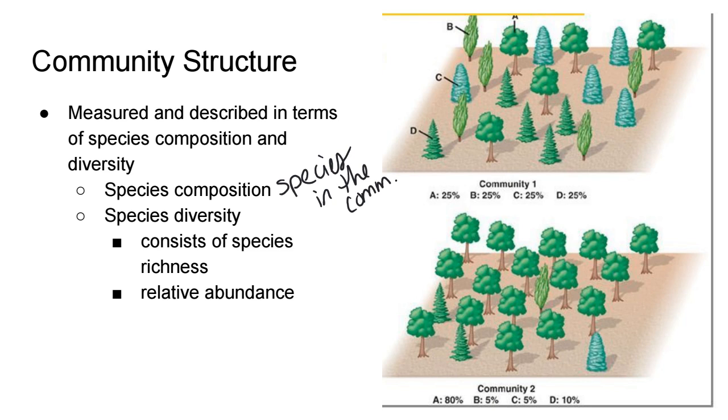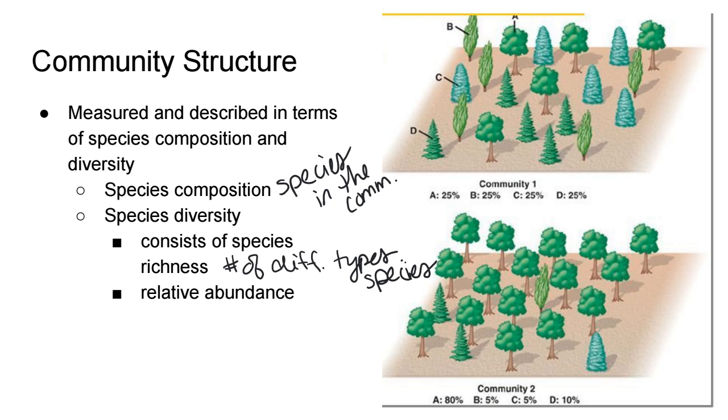And then our species diversity is going to be measuring the species richness, which is the number of different types of species within that community. So for example, both of these communities have 4 different species. So that would be my species richness. And then my relative abundance is going to be the amount of each different type.